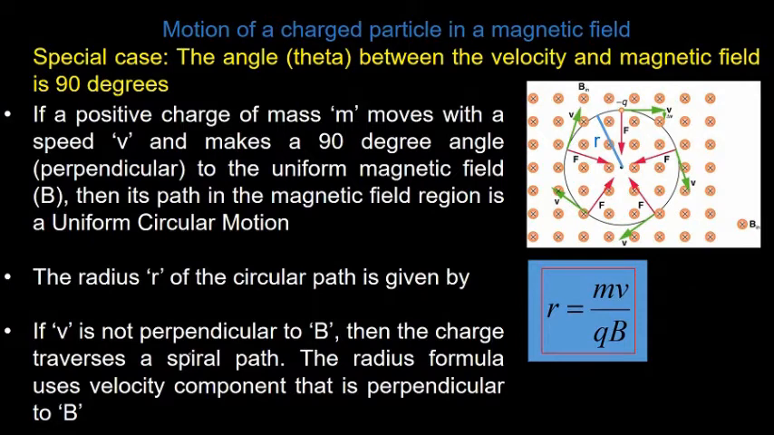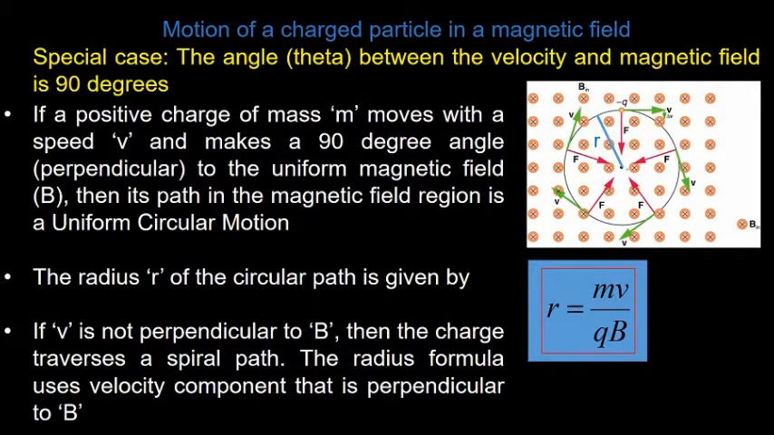Now, if V is not perpendicular to the magnetic field, then the charge will not undergo a uniform circular motion, as shown. Instead, it will take a spiral path. And in the same formula, the velocity should get replaced by the component of velocity that is perpendicular to the magnetic field.